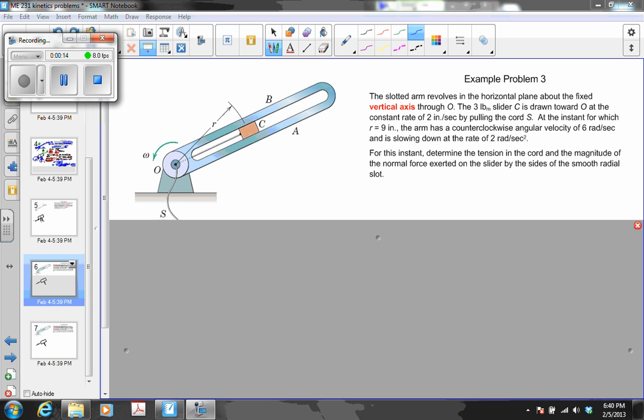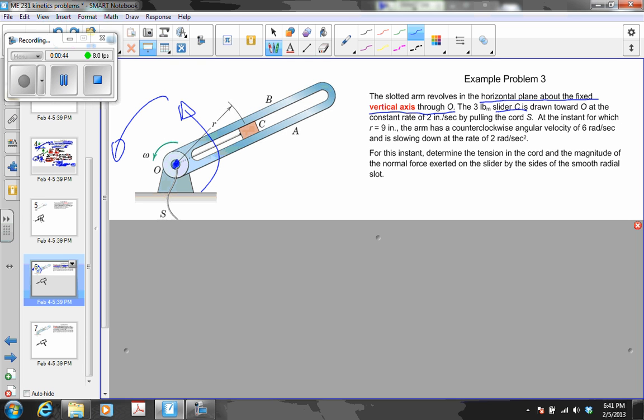So the slotted arm revolves in the horizontal plane about the fixed vertical axis through O. So this thing is rotating counterclockwise, and O is a vertical axis. So this is rotating parallel to your desktop, parallel to the floor, so it's rotating in a horizontal plane. So the weight of the thing will be acting into the page. That actually won't appear on our free body diagram, you'll see in just a second. So what else is happening here?